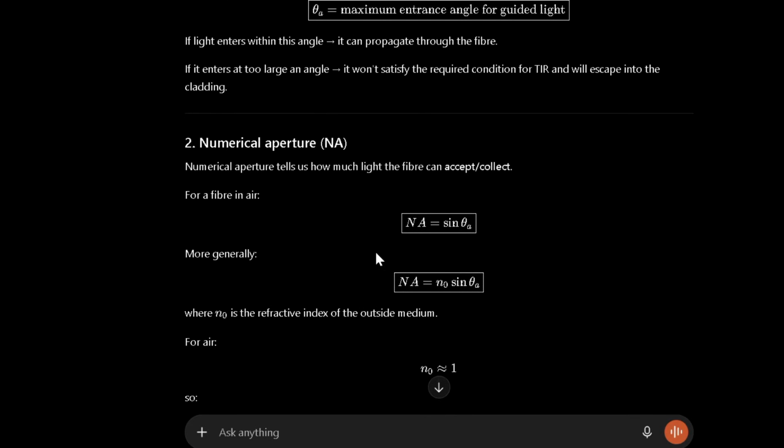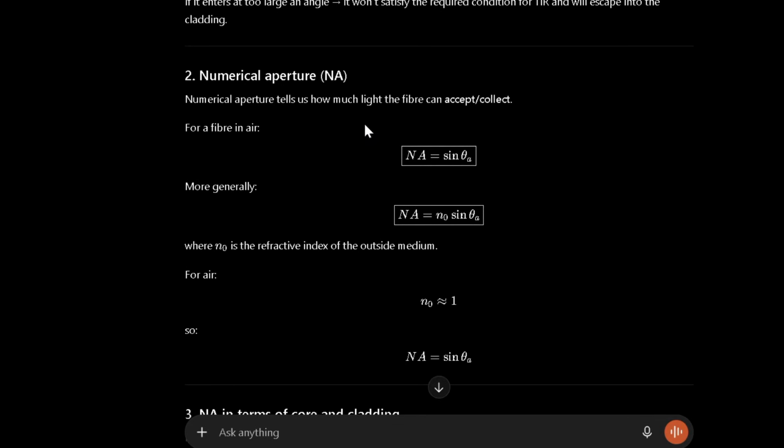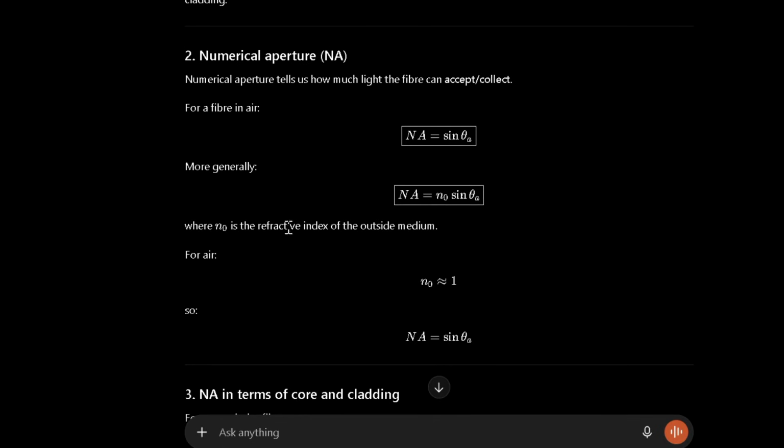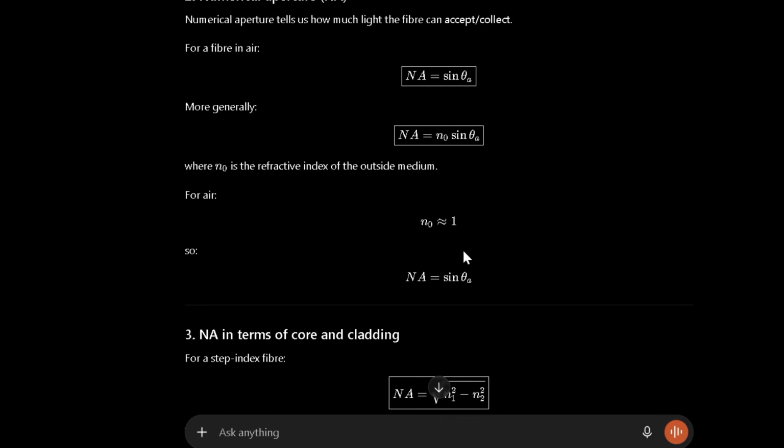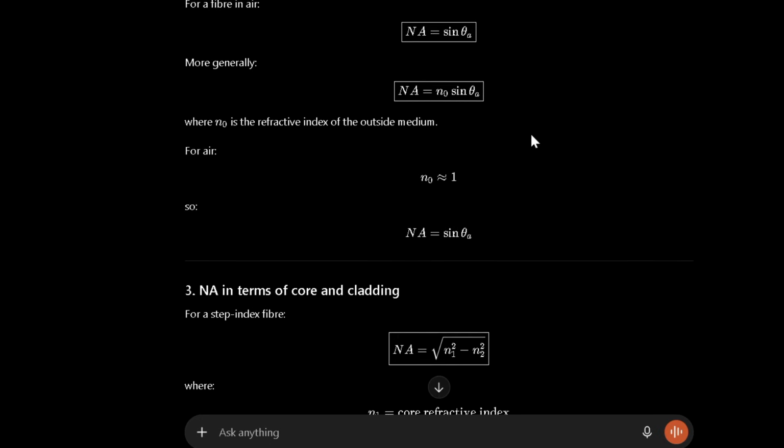What is numerical aperture? Numerical aperture tells how much light the fiber can accept or collect. For a fiber in air, NA equals sine theta alpha. More generally, NA equals n naught sine theta alpha, where n naught is the refractive index of the outside medium. For air, n naught is approximately 1. So NA equals sine theta alpha.